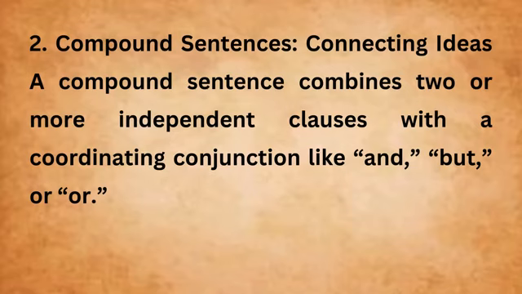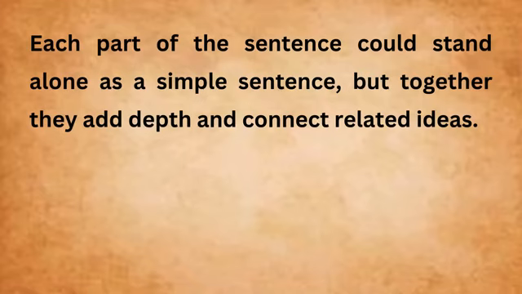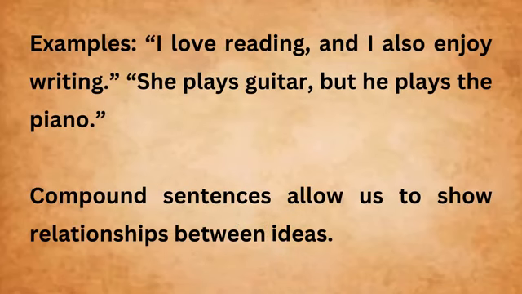A compound sentence combines two or more independent clauses with a coordinating conjunction like and, but, or. Each part of the sentence could stand alone as a simple sentence, but together they add depth and connect related ideas. Examples: I love reading, and I also enjoy writing. She plays guitar, but he plays the piano.